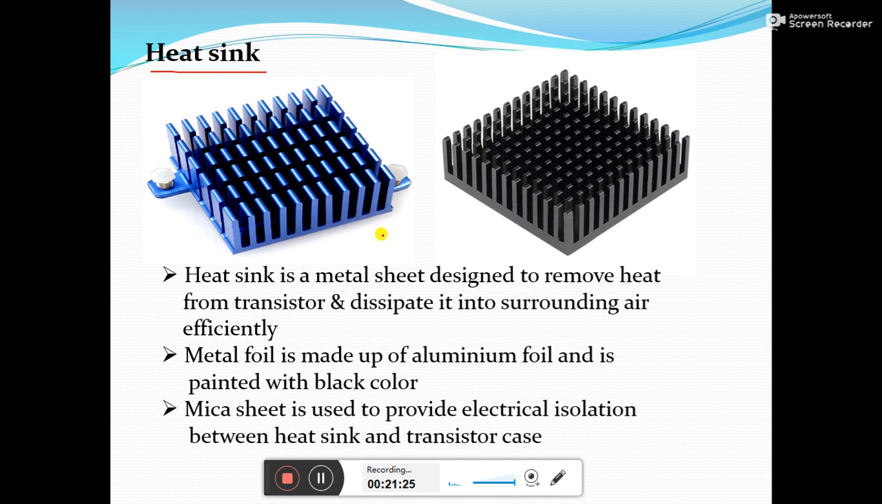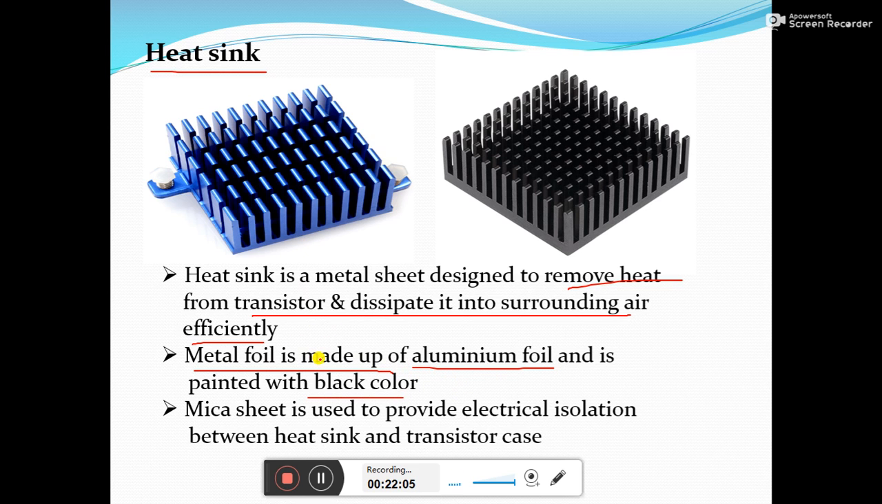The purpose of the heat sink is to remove the heat from the transistor and dissipate it into the surrounding air efficiently. Whenever heat is produced due to thermal runaway, that heat will be dissipated into the surrounding air, so that the transistor surface will be cooled down. How is the heat sink constructed, or what is it made up of? Heat sinks are generally made up of metal foil, maybe aluminum foil, and this is painted with black color.